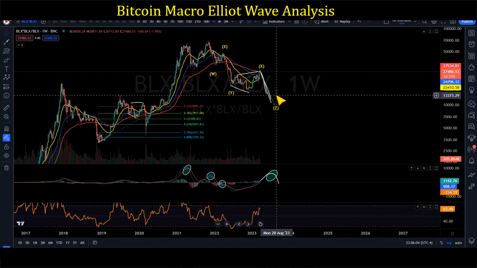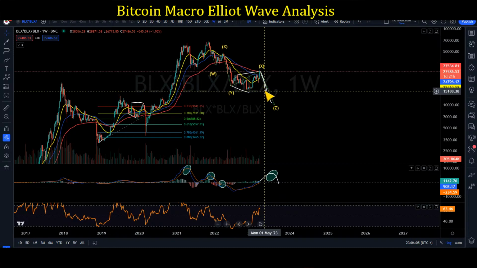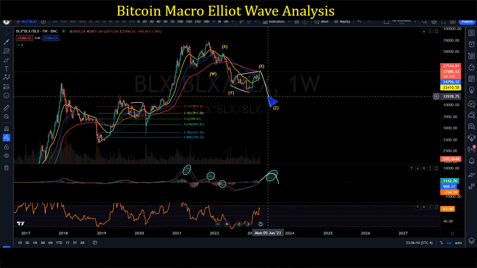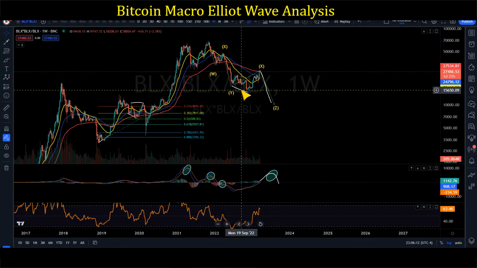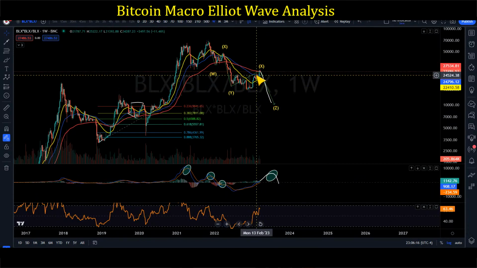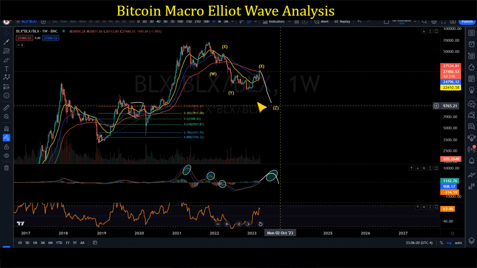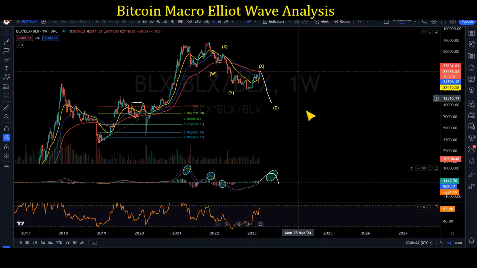Hopefully that's fair enough. But I'm not following this analysis. For full disclosure, I'm not following this analysis. I just have it there just in case, so I won't hesitate to flip bearish if I see something like that.